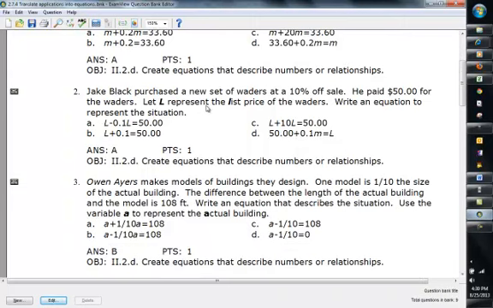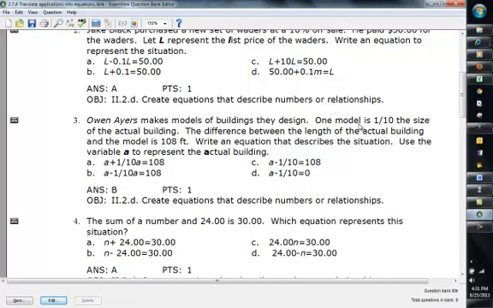Let L represent the list price of the waiters. Write an expression for Jake Black's new waiters. He purchased a new set of waiters at 10% off. He paid $50. So L minus 0.10L is $50. Owners makes models of buildings they design. One model is 1/10 the size of the actual building. The difference between the length of the actual building and the model is 108 feet. So the building minus 1/10 of the building is 108 feet. That would be letter B.